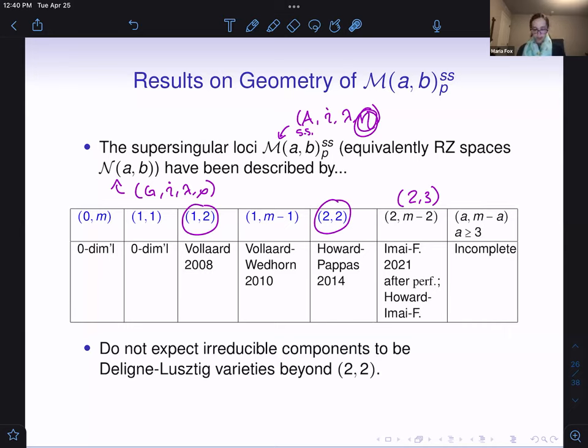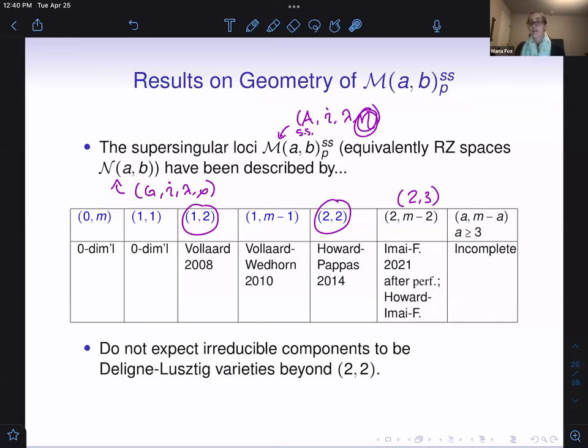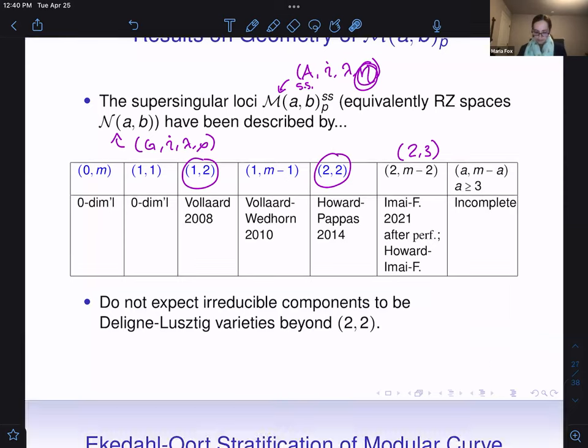Okay, so that's sort of a summary of what we know about the supersingular loci. I think we're about to move on, with our remaining 10 minutes, to talk about the Ekedahl-Oort stratification. Are there any further questions before we do that? Okay, so let's move on.